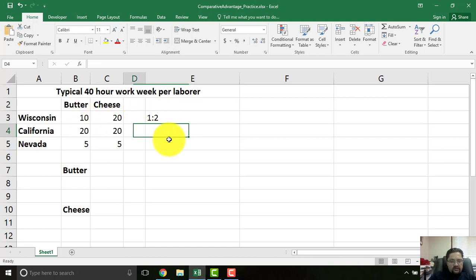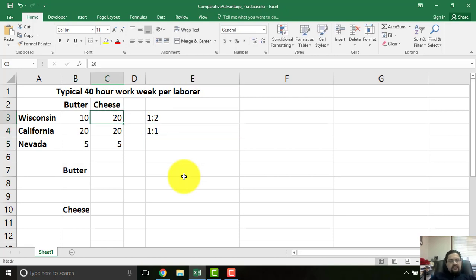For California, every time we make 20 units of butter, we could have made 20 units of cheese. So that ratio would really be 2 over 2, but my advice to you is, whatever product you're talking about, so we're talking about butter here, get that ratio down to a single unit. So if we were to break our ratios down further, what we would get is a 1 over 1.